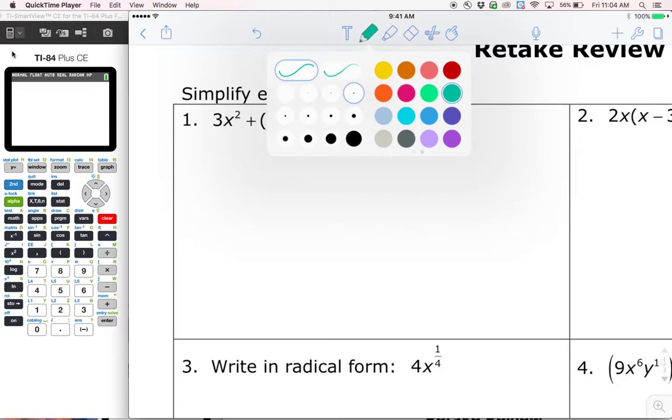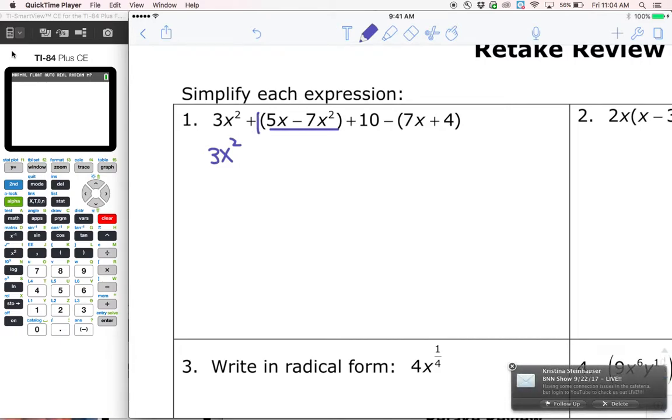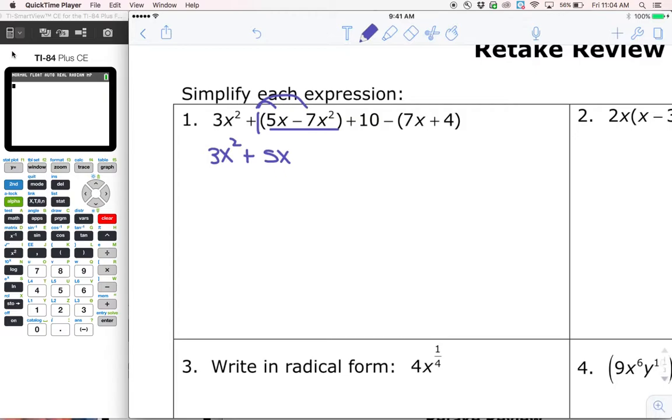So the first thing we're going to do is get rid of the parentheses, and we do this with distribution. So we've got the 3x squared in the front, so nothing's happening there. We're going to leave it alone. But we have to get rid of the parentheses around this expression, so we're going to distribute a 1 because there's no number given to us. All right? So we've got 1 times 5x giving us positive 5x. We've got 1 times negative 7x squared giving us negative 7x squared. Right? They stay the same.